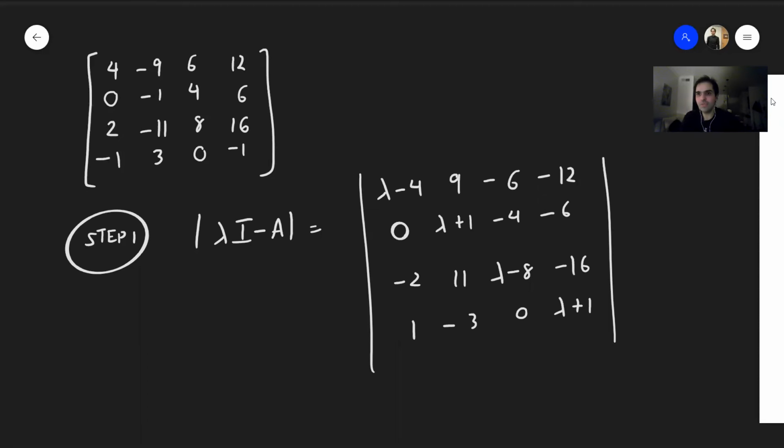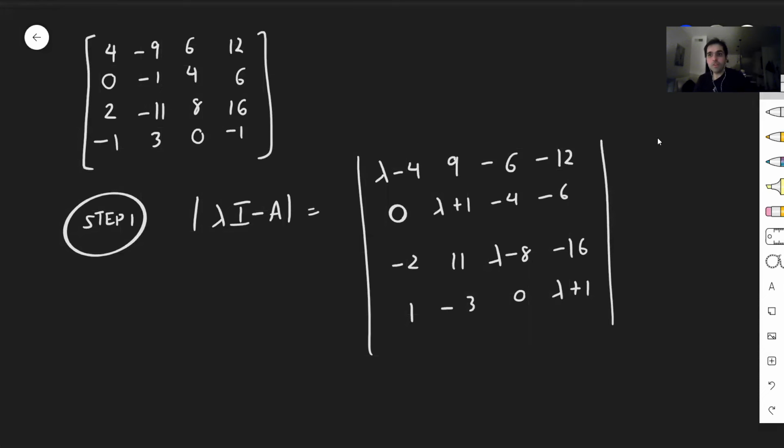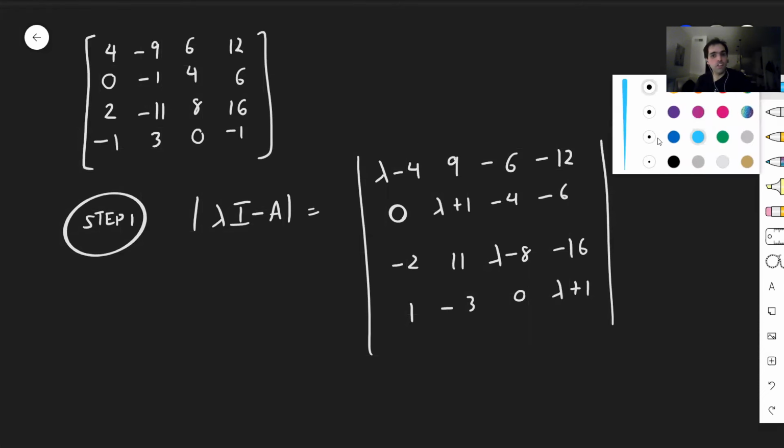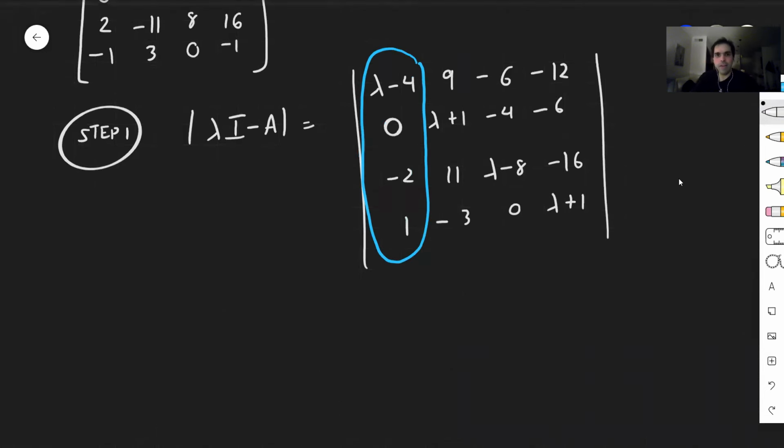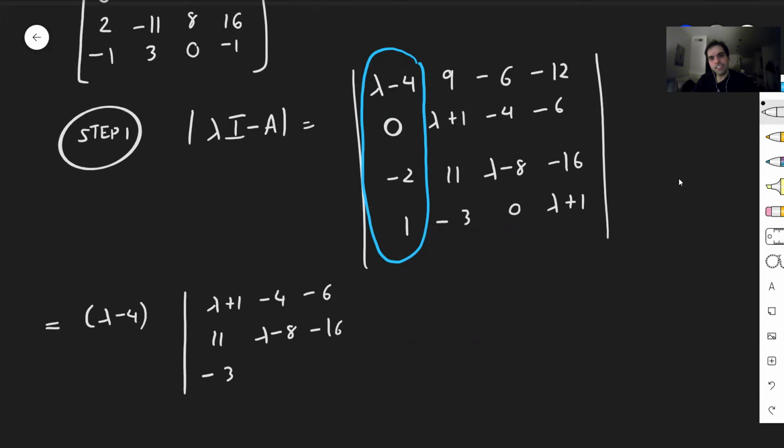And now what we would like to do is expand along a row or column, especially ones that have lots of zeros. So for instance, you could expand along the first column. And then what you get is the following. So lambda minus 4, and again, the minor, and you get the term of lambda plus 1, -4, -6, 11, lambda minus 8, -16, -3, 0, lambda plus 1. And now I kind of regret doing that, because that would be quite long.